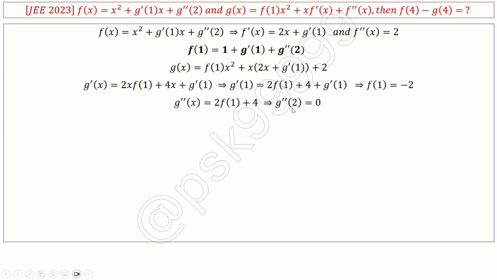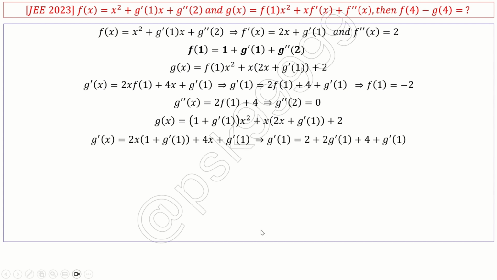You have g dash 1, you have g double dash 2, so you got f of x. Then from f of x, easily you can find out f dash x and f double dash x. Very easy. So g of x is this value. And from this, I can get g dash x, and from this g dash x, I can get g dash 1 value also, and g dash 1 is minus 3.